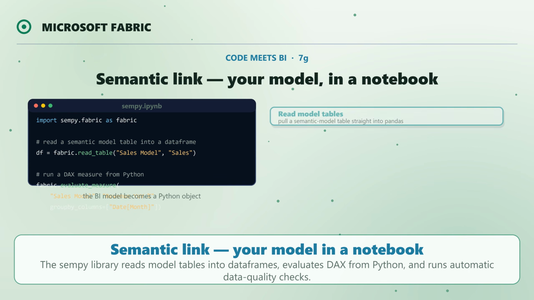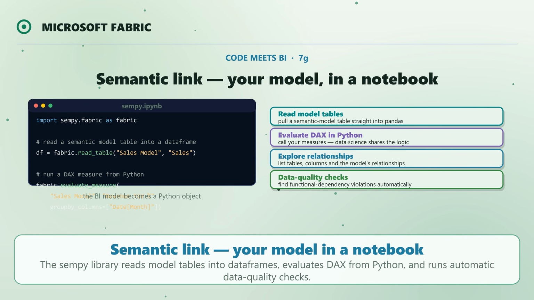Here's something that surprises a lot of people. Your semantic model isn't locked away inside Power BI. You can reach it from a Fabric notebook in Python using a library called Semantic Link, or Sempy. Look at the code. You import sempy.fabric, and suddenly your BI model is a Python object. You can read a table from the model straight into a pandas DataFrame, the same sales table your report uses. Even better, you can evaluate a DAX measure from Python, call revenue year-over-year percent, grouped by month, and get the numbers back as data.